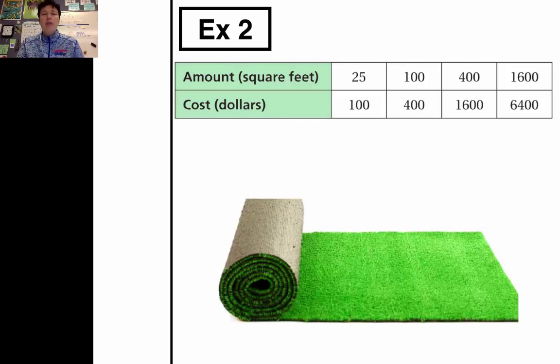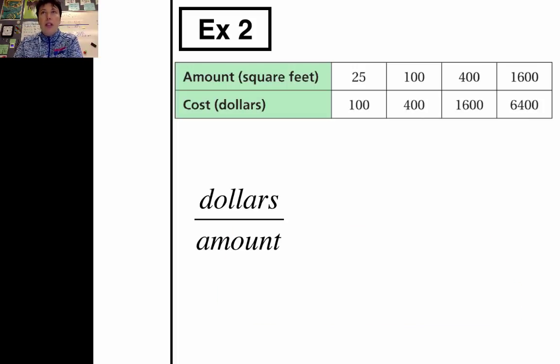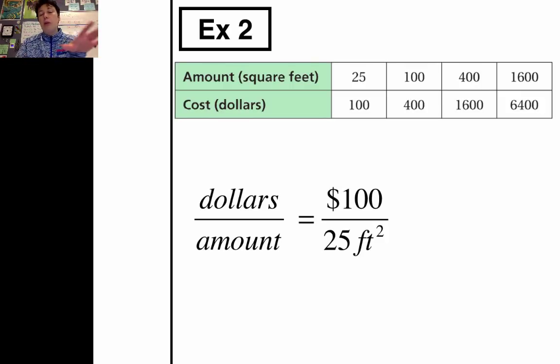And so our table goes 25 square feet, 100 square feet, 400, and then 1,600. And the cost for that amount of turf is $100, $400, $1,600, and $6,400 just to put down fake grass. Okay, so let's make a ratio out of this. Dollars and amount are what we're measuring. So for instance, it costs $100 for 25 square feet of this fake grass. So I'm going to write that, $100 for 25 feet squared.